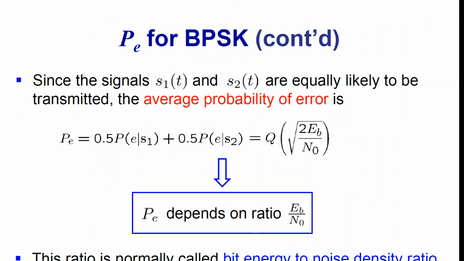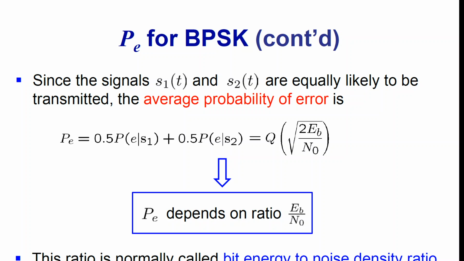Now you have two signals S1 of t and S2 of t which are equally likely. Then the average probability of error is probability of S1 of t into probability of E given S1, plus probability of S2 of t into probability of E given S2. So since all the input probabilities are equally likely, you'll get probability of error as Q of root 2 EB by N naught.